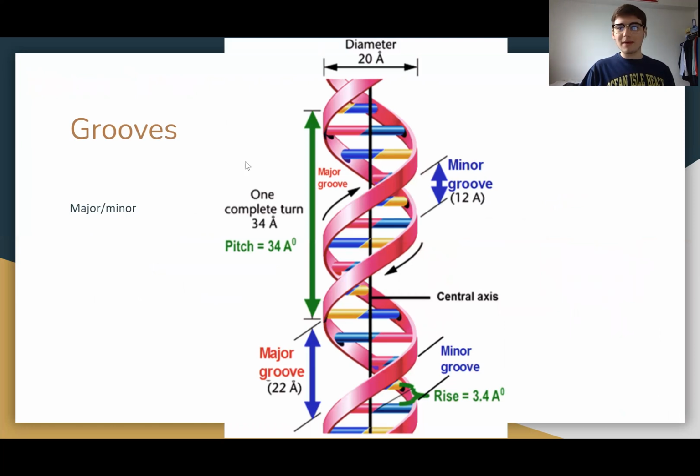So grooves, we have major and minor grooves. Minor grooves are going to be a lot smaller than our major grooves, and these are going to be important because they help proteins identify different regions of our DNA for molecular processes.